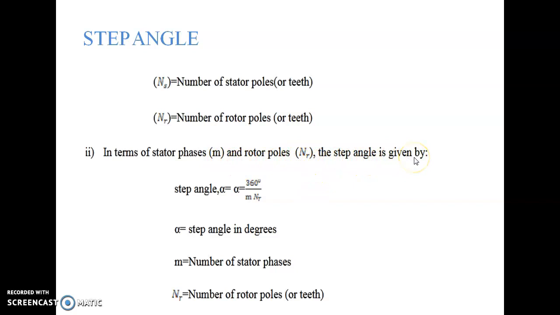The second one is in terms of stator phases m and rotor poles Nr. The step angle is again given by alpha equals 360 degree divided by m into Nr, where alpha is the step angle in degrees, small m is the number of stator phases, and capital Nr is the number of rotor poles or teeth.